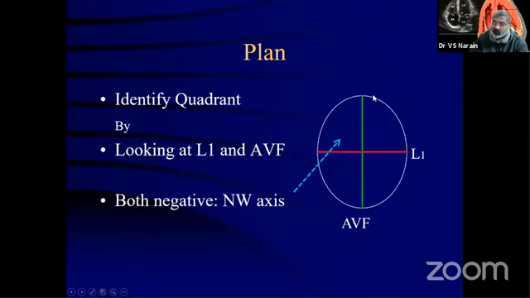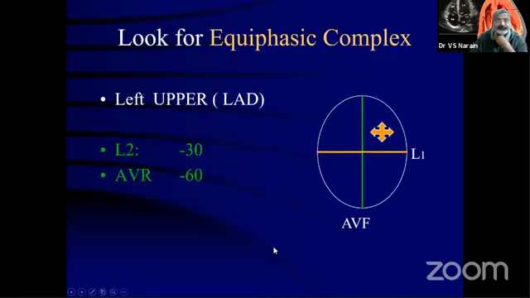And identify the quadrant. So if your quadrant is here, look at lead 1 and aVF, and if both are negative, that means your quadrant is northwest. Northwest, and this is what we will subsequently see. So just look at lead 1 and aVF, and if both are negative, then you are in the northwest quadrant.